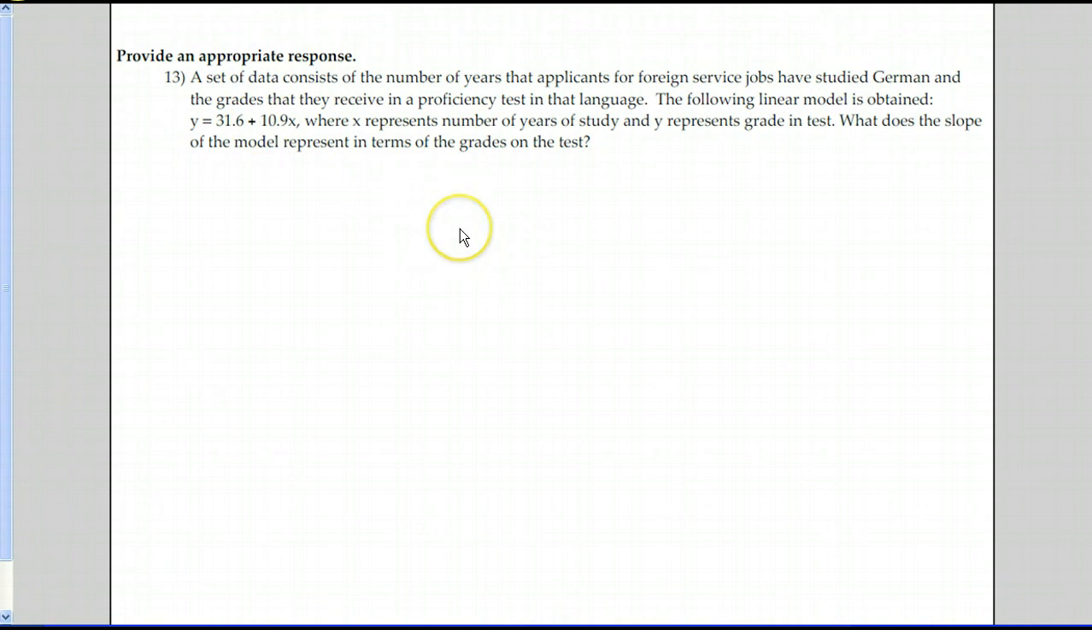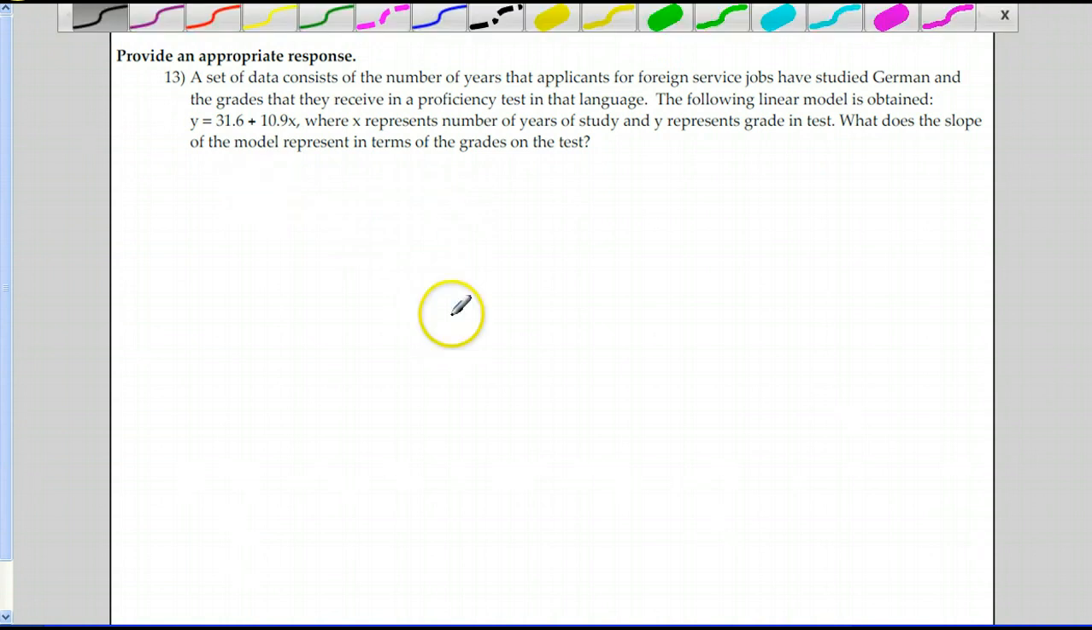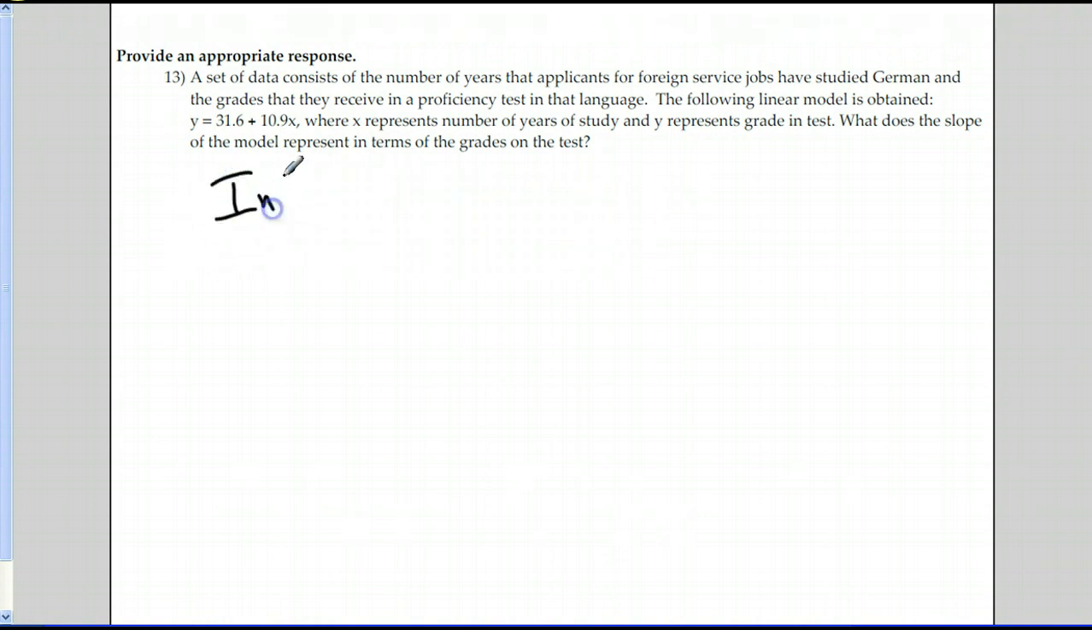Alright, a set of data consists of the number of years that applicants for foreign service jobs have studied German and the grades that they receive in a proficiency test in the language. Alright, the following linear model is obtained. X represents the number of years they study, Y represents the grade of the test. What does the slope of the model represent in terms of the grade on the test? So this is interpreting slope. If you ever see me write interpret slope, this is what I'm talking about.